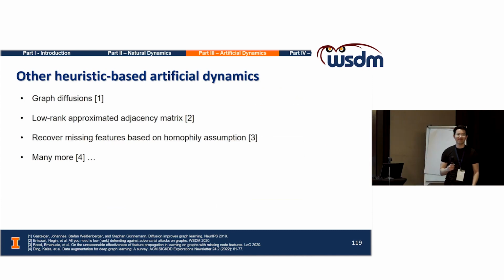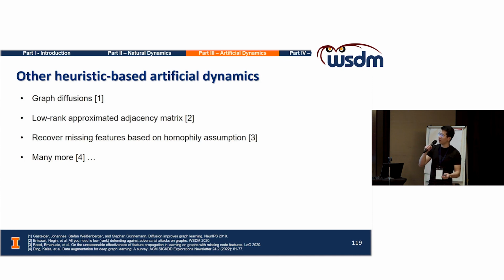Hi, thanks for the great presentation. I'm Ling Hao from Monash University. So I have a small question about the definition of artificial dynamics. So basically, you try to perturb the graph structure. So what's the difference between the artificial dynamics and graph structure learning?